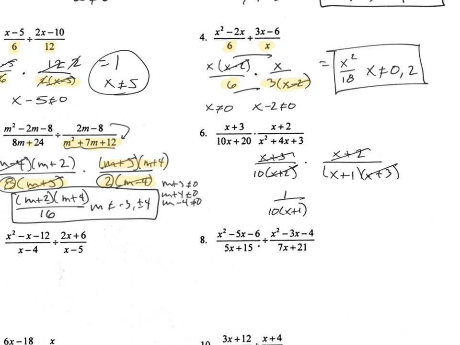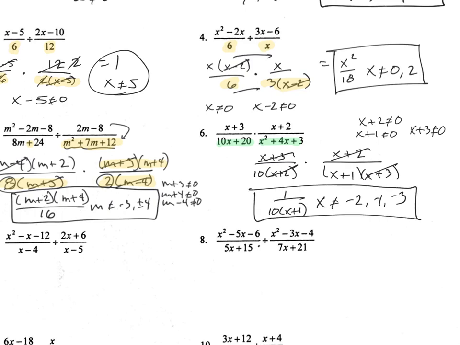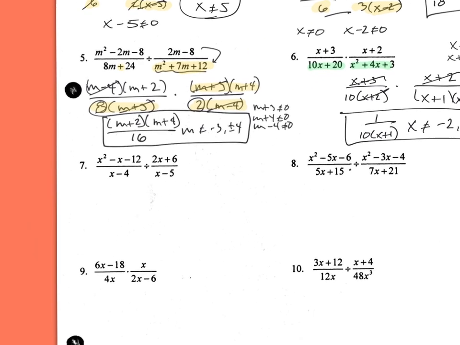And so then our restrictions. We only have to look at these two denominators, which are the two denominators we have. So x plus 2 cannot equal 0. X plus 1 cannot equal 0. X plus 3 cannot equal 0. Now these are kind of easy because when you do this, you just do the opposite. So x cannot equal -2, -1, -3. I just wrote those down in the order that I had written the problems.